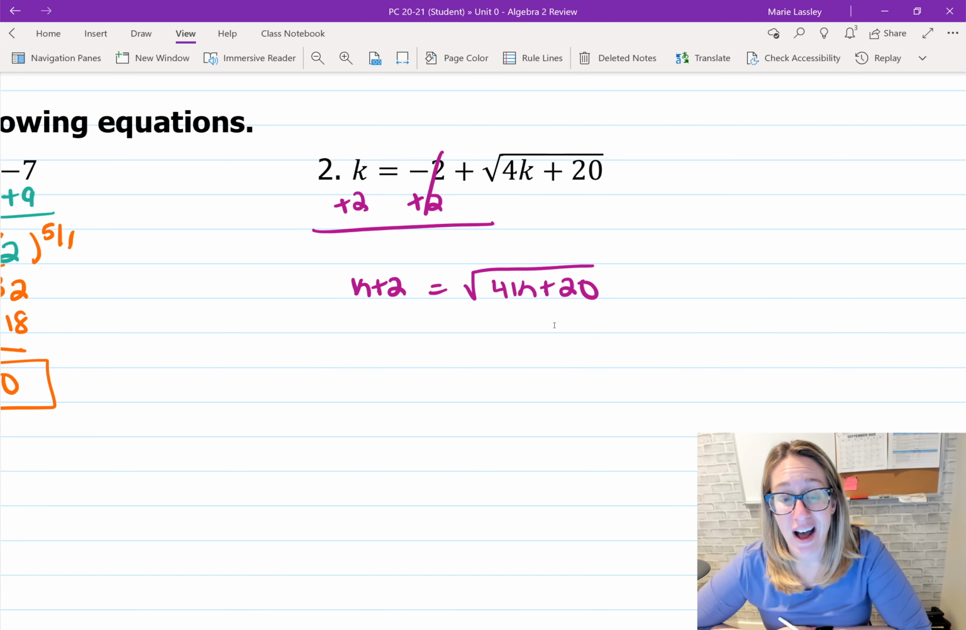Okay, so at this point, I have now isolated my radical, so I'm going to move to step number 2 for solving, which is use inverse exponents. All right, so if I have this square root of something, that's the same as raising it to the power of 1/2, and the inverse of 1/2 is 2 over 1. So I am going to essentially square both sides of my equation.